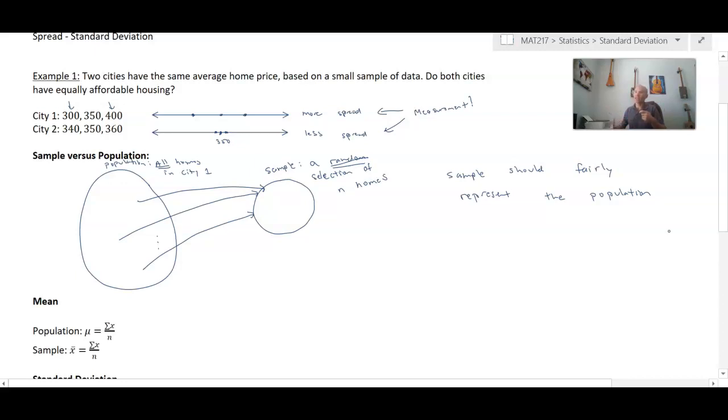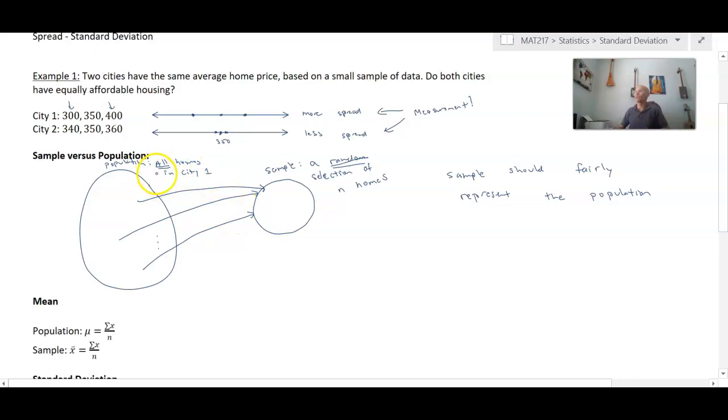But let's just say that I think about all of the students at the college and I sample just my class. Well, now my class is a sample, and the population is the set of all students at the college. So it really depends on context. Who are you trying to make conclusions about?